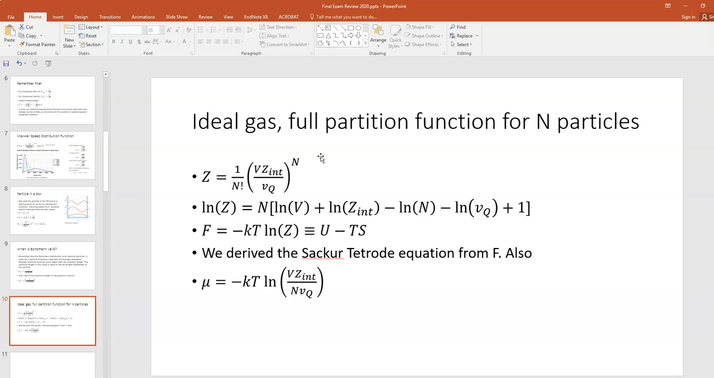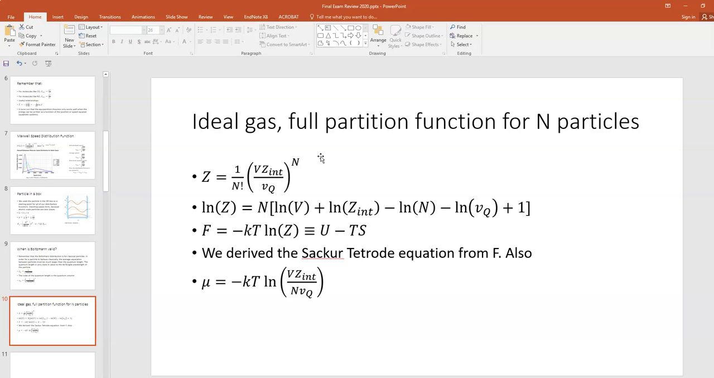Now, it's more useful sometimes to write the expression for the natural log of the partition function, ln of Z, and so we wrote that out, just expanding it. ln Z is equal to N times the log of V plus the log of Z internal minus the log of N minus the log of V_Q plus 1. Now, what we did is we used the free energy F, which is equal to minus kT times the natural log of Z. We derived that expression.